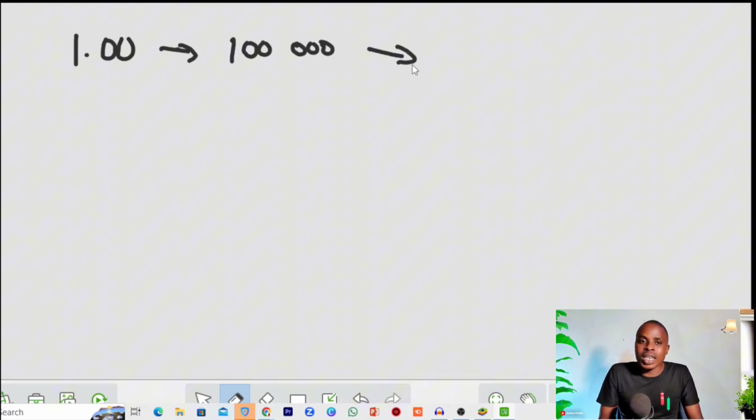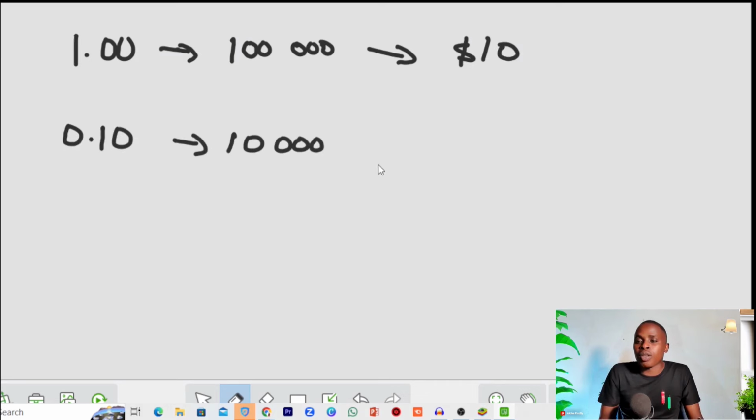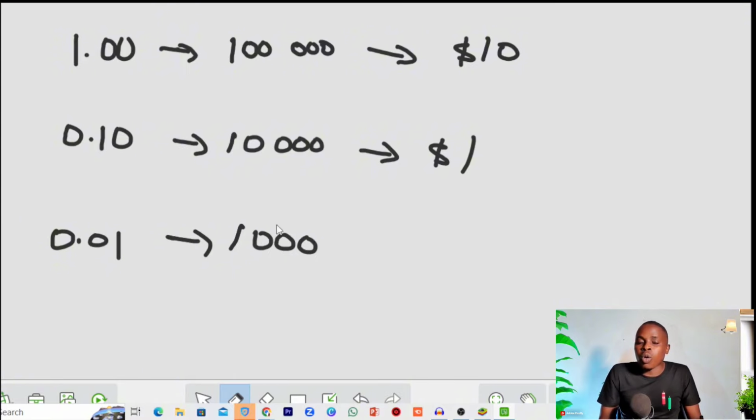And if you place your trade with one standard lot, you are going to make $10 per each and every pip movement. If you use a mini lot, which is 0.10, it represents 10,000 units or $10,000, and you are going to make $1 per each and every pip movement. And if you use 0.01, it's called a micro lot. It represents 1,000 units, and you are going to make 10 cents per pip.